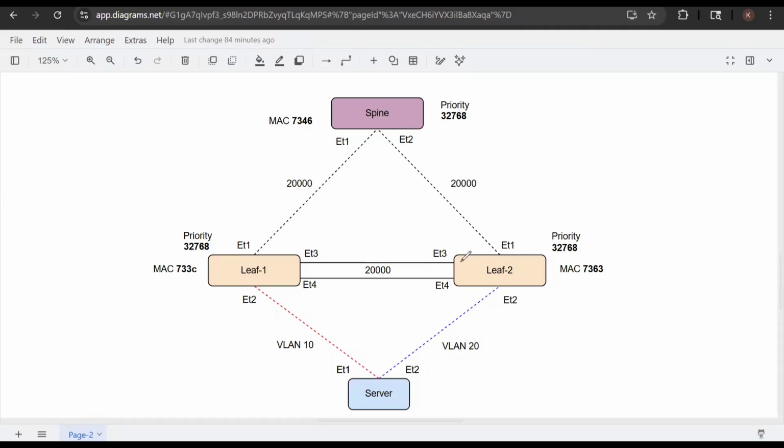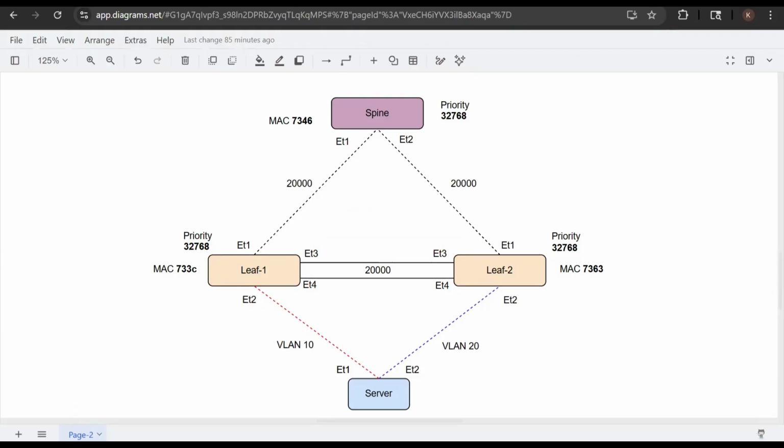So the first deciding factor, as I told you, is root path cost. ET3 here sends a root path cost of 30,000, and this guy sends a root path cost of 20,000. So this guy says, boss, I have lower path cost, so I will become the designated. This guy sends 20,000, and this guy sends 30,000. I have 20,000, you have 30,000. So I'm the winner. That's what is happening here now.